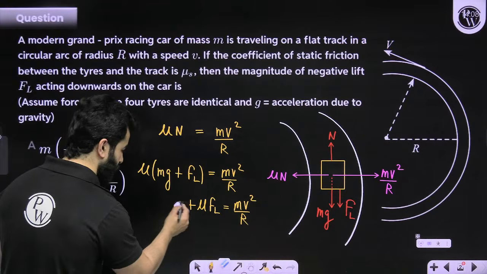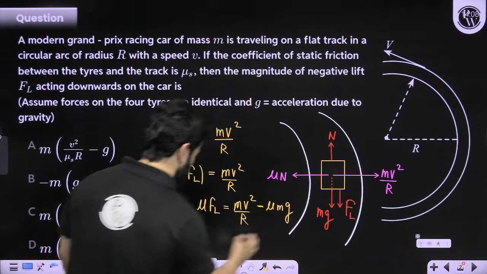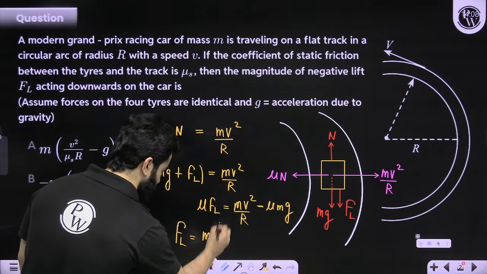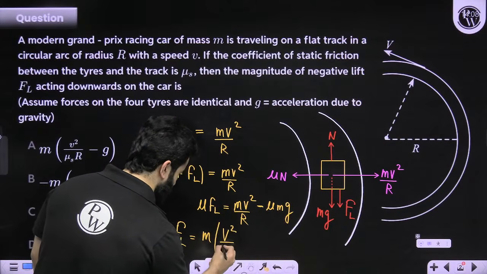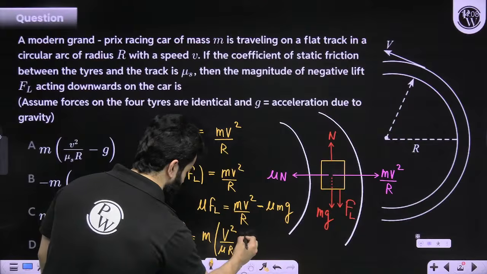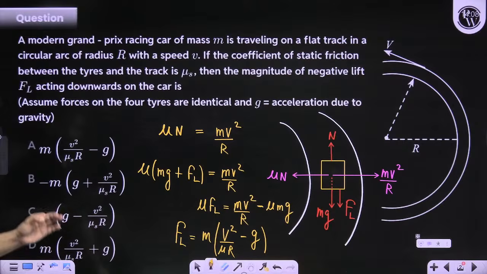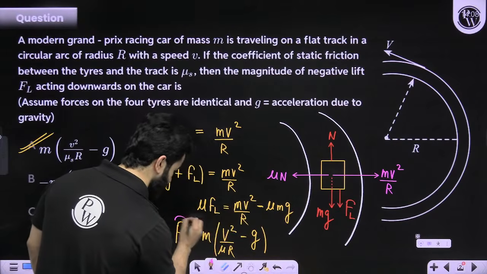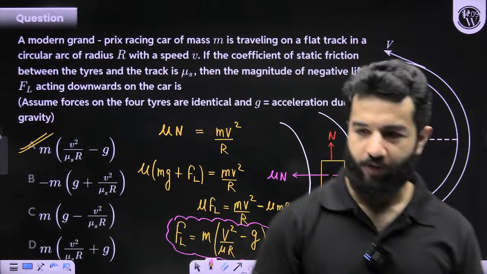and I am going to write minus mu mg like this, and then FL will become, let's take m common, so we are going to write v square by r, v square by mu r minus g. So FL equals m times (v square divided by mu r minus g), that means option A is absolutely correct. This is your answer, my dear friends. Do let me know in the chat box if you have any doubt.